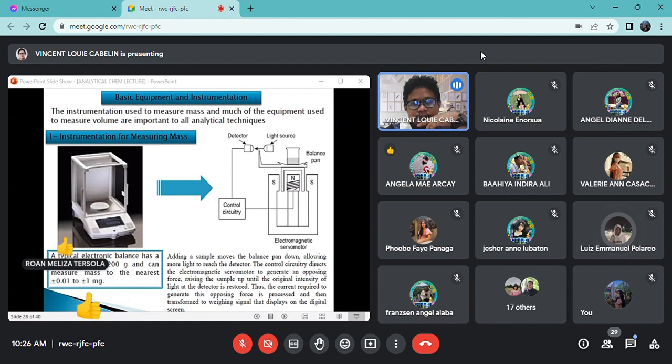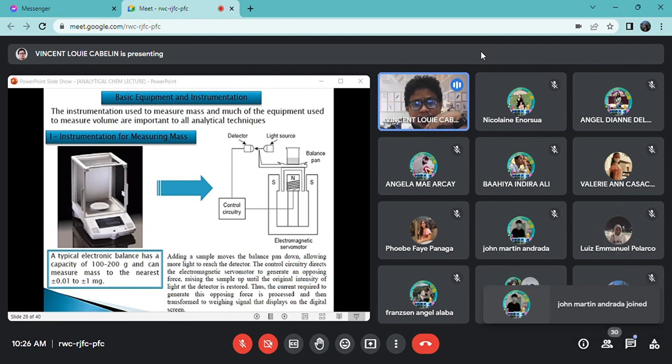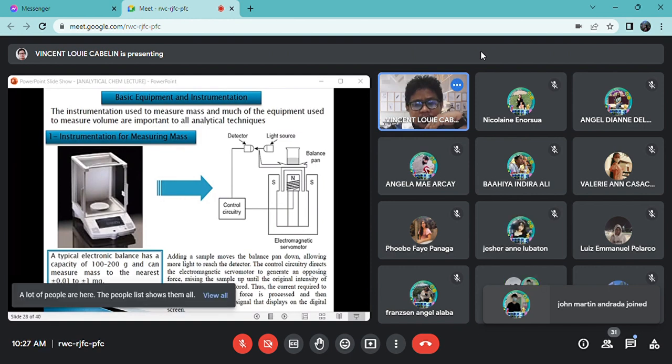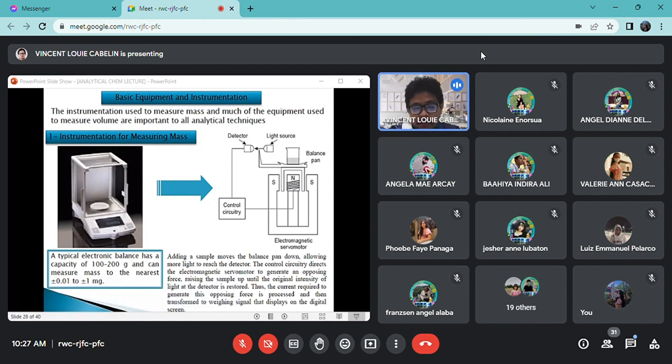So, to start with, let's look at different instruments. Today we'll be discussing instruments we use in measuring mass and volume in chemistry. Obviously, just like anything in life, it's always good to have good measuring tools so that you have accurate measurements on whatever you want to measure.